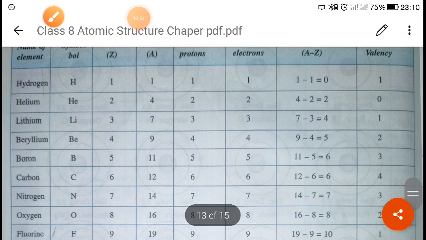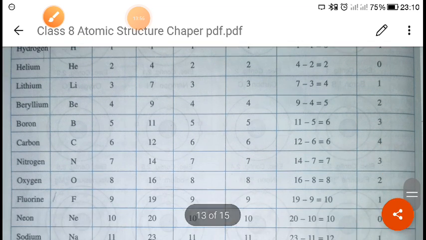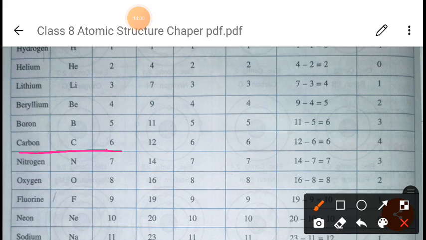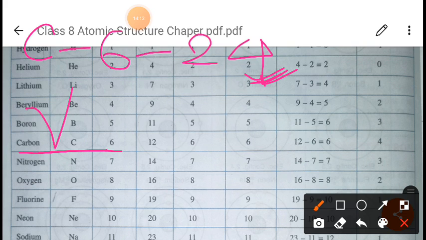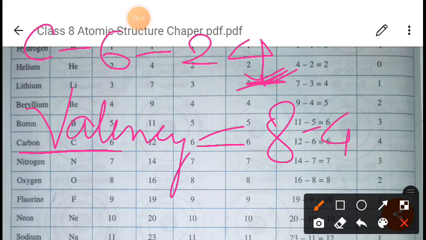Let me explain this one. Suppose we take the example of carbon. Carbon's atomic number is 6, right? So its electronic configuration will be 2, 4. So how many electrons are there in the valence shell? It is 4, right? To find out the valency, since it has 4 electrons, we do 8 minus 4, so it becomes 4, right? I hope you are understanding this.